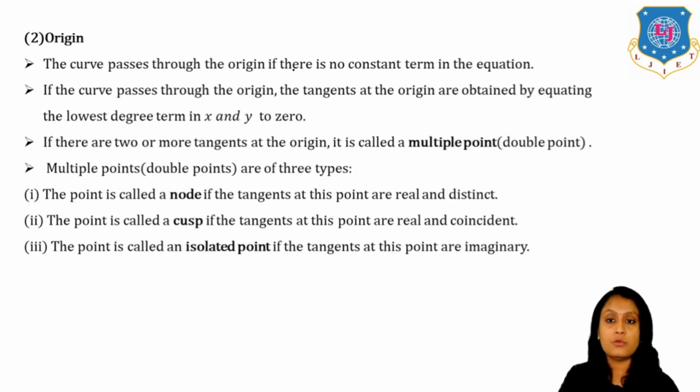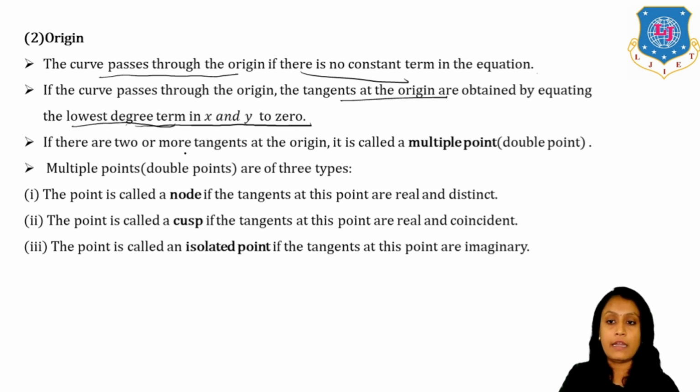Now the next one is origin. The curve passes through the origin if there is no constant term in the equation. Again, we have to check from the question whether a constant term is present or not. If no constant term is present, then we can say that the curve passes through the origin. Now, if the curve passes through the origin, the tangents at the origin are obtained by equating the lowest degree terms in x and y to 0. So if we have a curve and it passes through the origin, then we have to find the tangents at the origin, and that we can find by equating the lowest degree terms in x and y to 0.